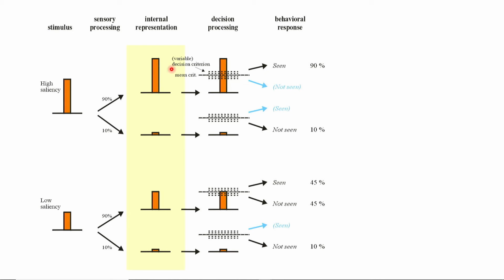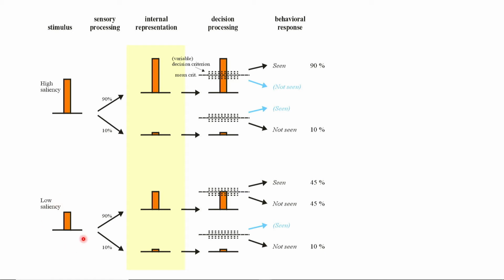And then, of course, if you have a decision criterion sitting somewhere there, and this decision criterion may vary a bit, you can imagine that because the internal signal is so strong, it's always above the decision criterion, and then all these trials are converted into a seen response. In some trials, well, it says 10% here, but in actuality it was 8%, but that doesn't really matter. This internal representation does not build up, so there's no recurrent processing, and the signal will be below the decision criterion, and then the monkey will always say not seen. That's with the high saliency.